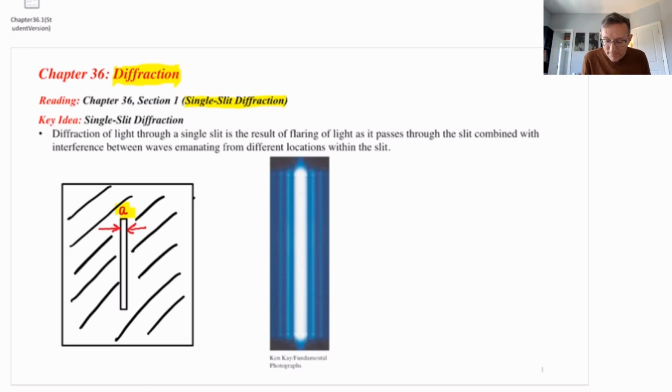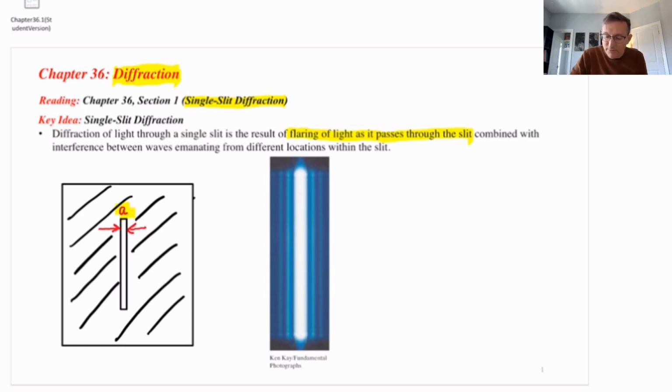One of the things that happens is basically what we'll call flaring of the light as it passes through the slit. So when the light goes through this narrow slit, on the other side, the light wave fronts coming in that were planar, flat, now bow outward. They get some curvature.